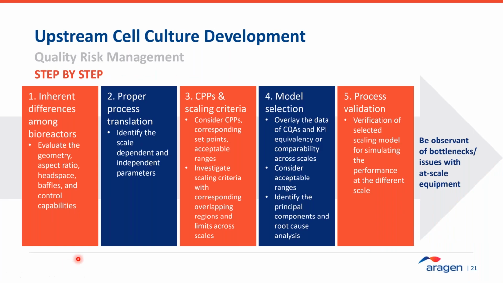We start by evaluating the inherent properties of our bioreactors, including geometry, aspect ratio, and control capabilities. Then we identify scale-dependent and scale-independent parameters. We consider critical process parameters and we investigate scaling models, including oxygen transfer rate or volumetric power input across scales. We overlay the output data to identify regions of overlap or discrepancy.